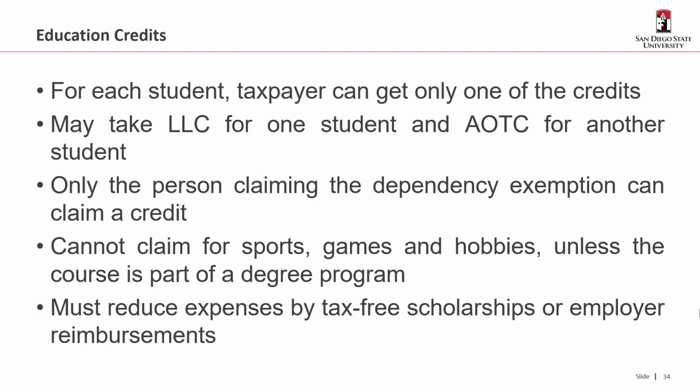So for each student, a taxpayer can generally only get one of those credits. But you could take a Lifetime Learning Credit for one student, one dependent, and the American Opportunity Tax Credit for a different dependent. Only the person claiming the dependency exemption can claim a credit. And you cannot claim one for sports, games, and hobbies unless the course is part of a degree program. And of course, to the extent you are reimbursed any of these expenses by a tax-free scholarship or employer, you must reduce the amount you're trying to claim against the credit.